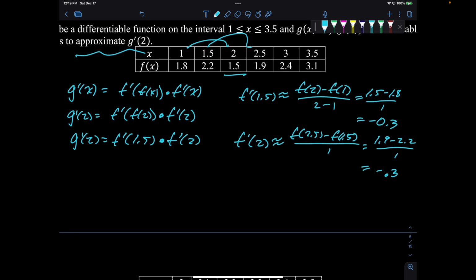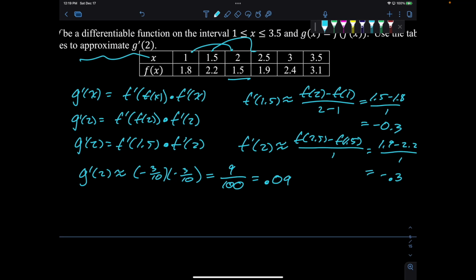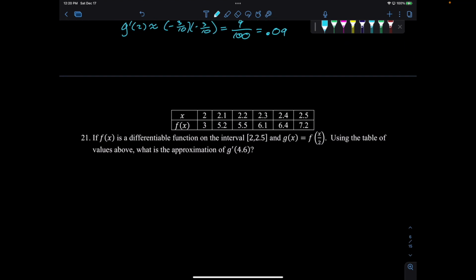Okay, so then we'll say that g prime of 2 is approximately negative 3/10 times negative 3/10, because I secretly hate multiplying decimals. 9 over 100, 0.09. There we go. That was a good question. So we had to do a chain rule thing and then approximate some derivatives. I like it. Let's take a look at number 21.